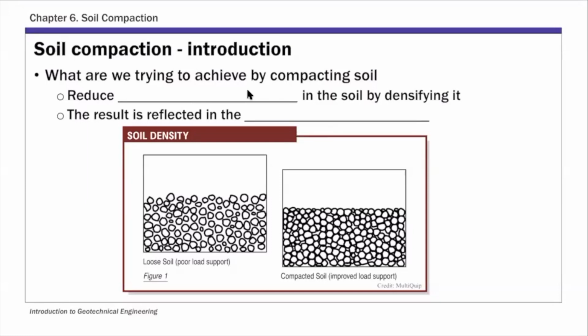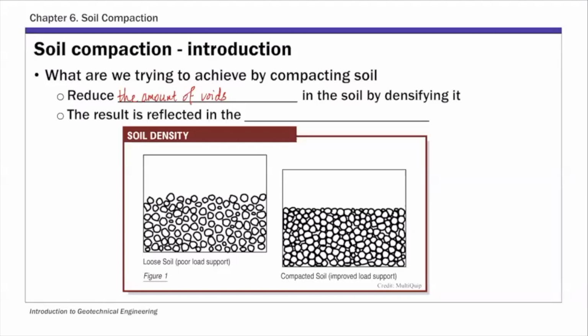What we're trying to achieve by compacting soil is to reduce the amount of voids in the soil. If you look at this picture here, on the left-hand side, you have a loose soil that offers poor support. On the right-hand side, you have compacted soil, which is more densified, so it improves the load support. So we reduce the amount of voids in the soil by densifying, basically pushing air out.